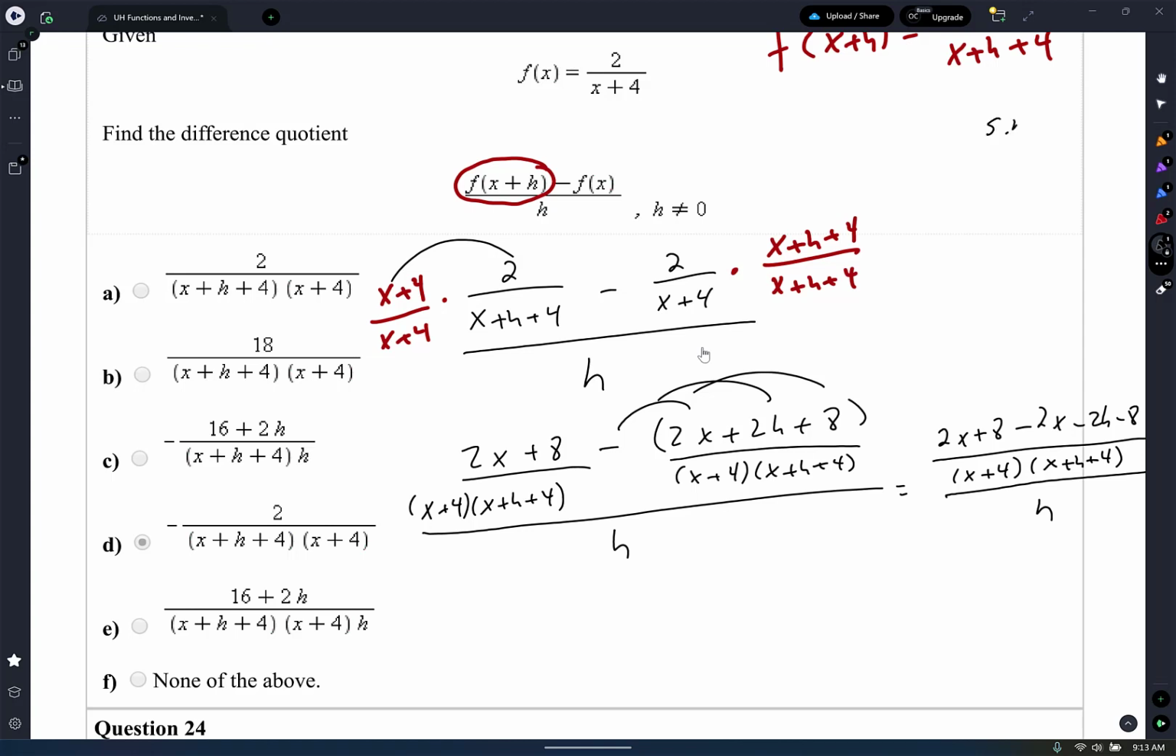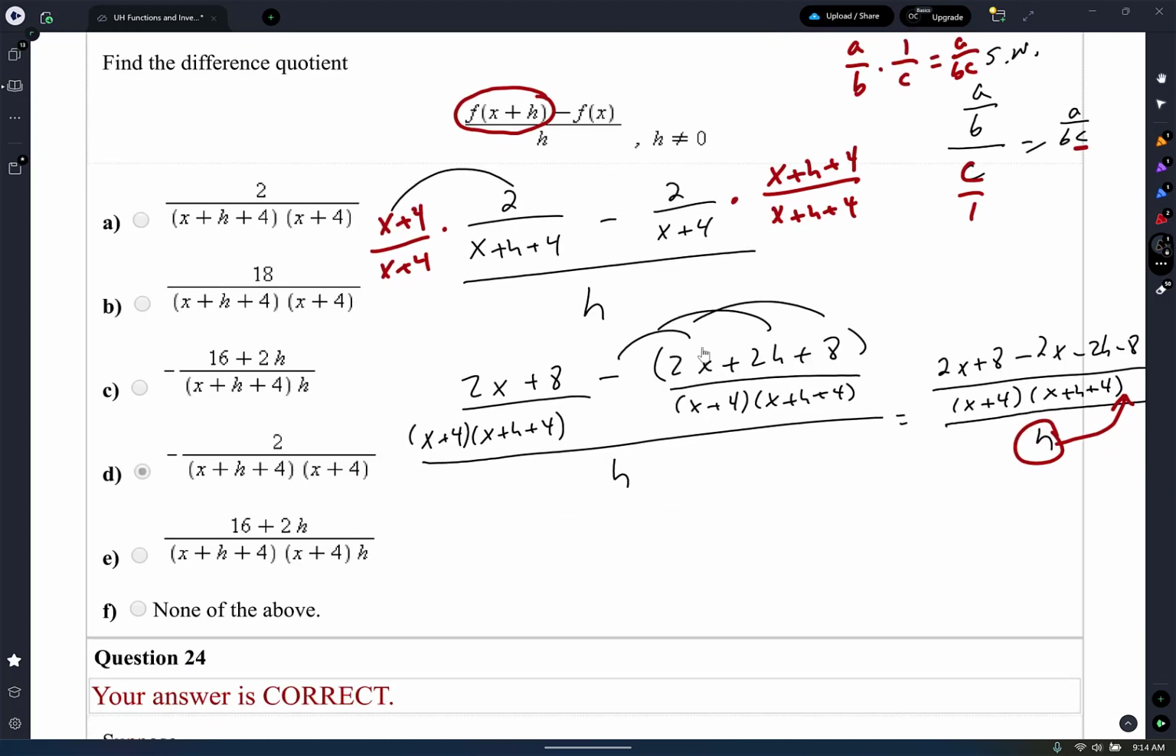Side note, a over b divided by c is a over bc, because that's like saying c over 1. Keep, change, flip, a over b times 1 over c. Notice a over bc. The c just goes right next to that b. So I'm just going to move that h right there. So here's what I have now. The 2x zero out, the 8 zero out, and this is what I have: negative 2h over x plus 4, x plus h plus 4, h.